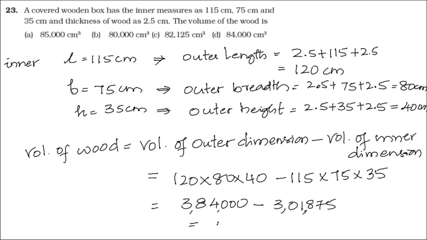Subtract it, we'll be getting 82,125 centimeter cube. This is the volume of the box, wooden box. Sorry, the volume of wood of the box.